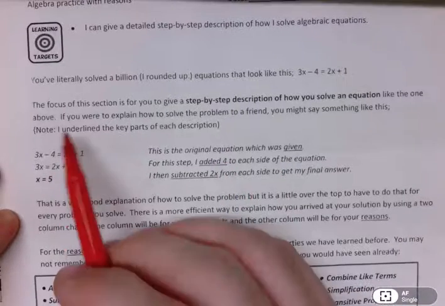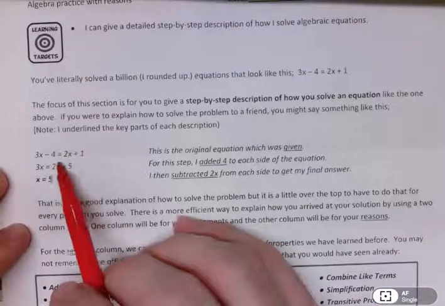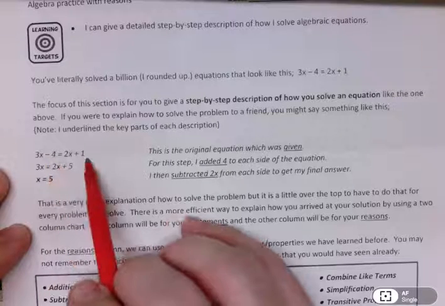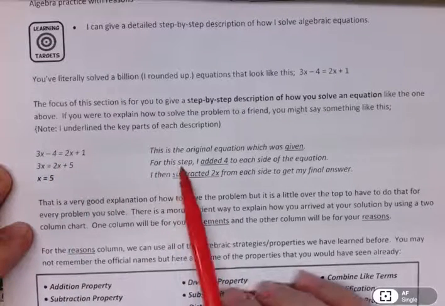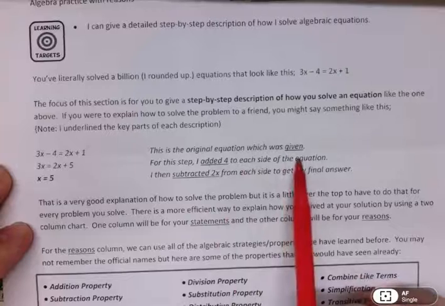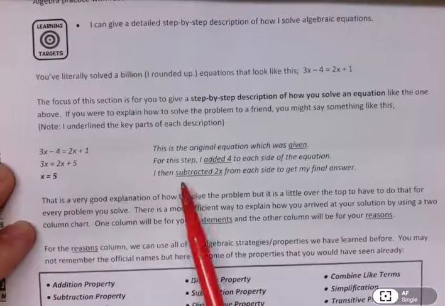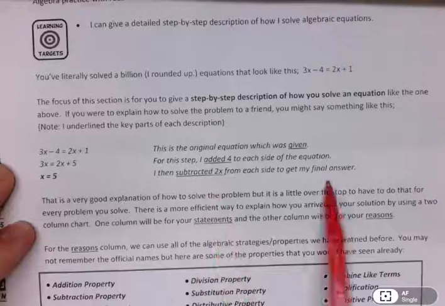Then what you might do, depending on how you approach it, you might have added 4 to both sides to get this over to the right hand side. So you would say for this step I added 4 to each side of the equation. And then most people from there would just subtract the 2x from both sides, and you say you subtracted 2x to get your final answer.